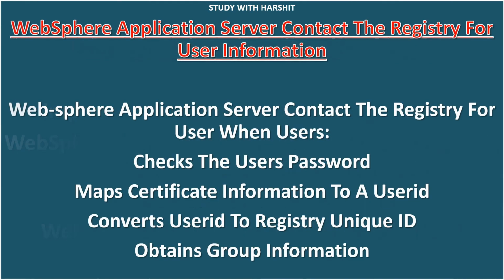WebSphere Application Server contacts the registry for user information. WebSphere Application Server contacts the registry when it checks the user password, maps certificate information to a user ID, converts the user ID to a registry unique ID, and obtains group information.